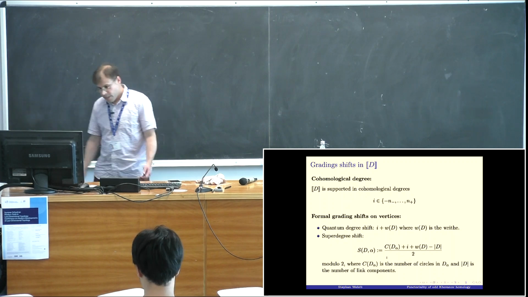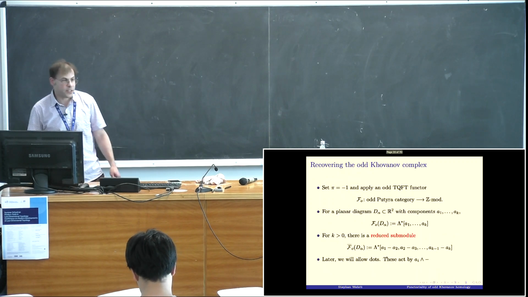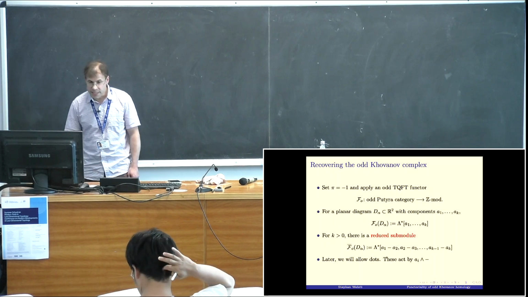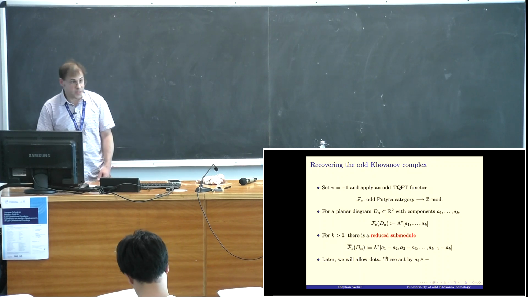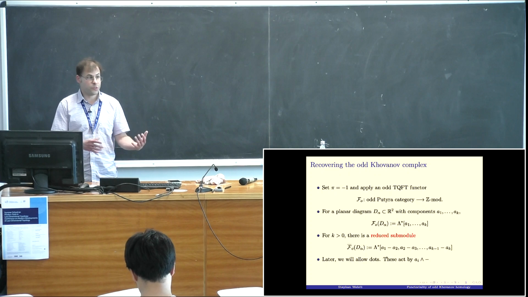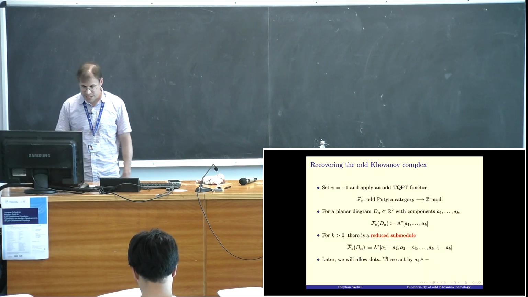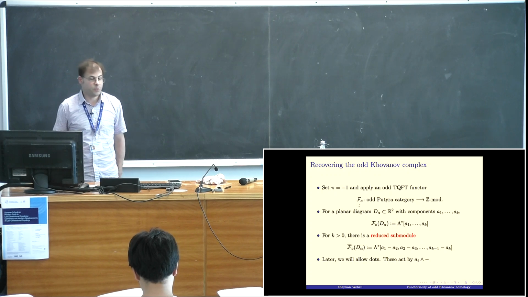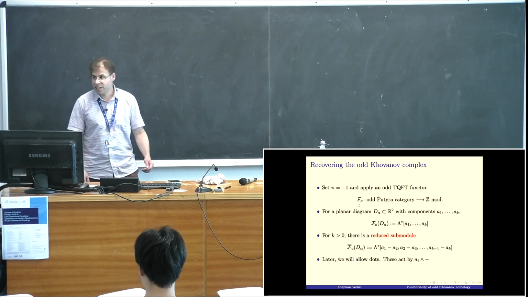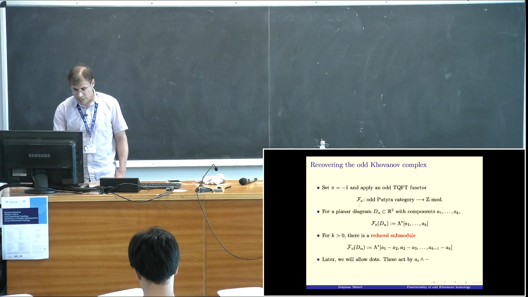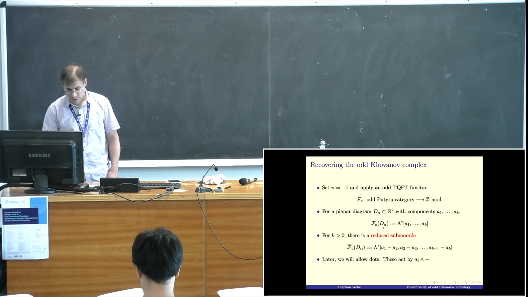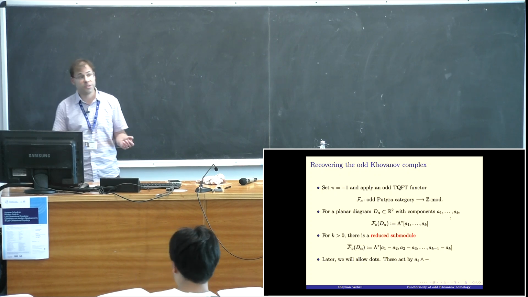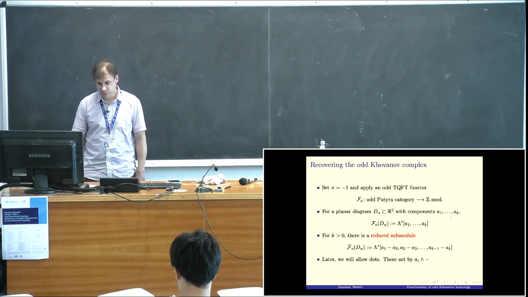And so finally, how do we get the odd Khovanov complex from the generalized Khovanov bracket? Well, we first just set pi equals -1. So this turns Putyra's category into some kind of an odd Putyra category. And then we apply some odd TQFT functor. This functor is completely explicit. It was already defined by Ozsváth, Rasmussen, and Szabó. And if you have some resolution, then the associated TQFT module is just an exterior algebra in variables, and the variables correspond to the connected components of the resolution, so to the circles in the resolution.